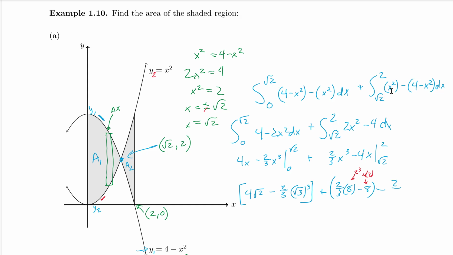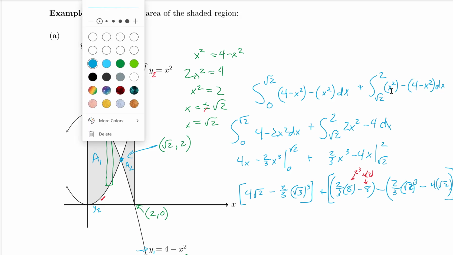Minus 2 over 3 root 2 cubed minus 4 root 2. And we're going to take that whole quantity right there and subtract it and add it to the first one. So let's go and simplify a little bit and see where we get.